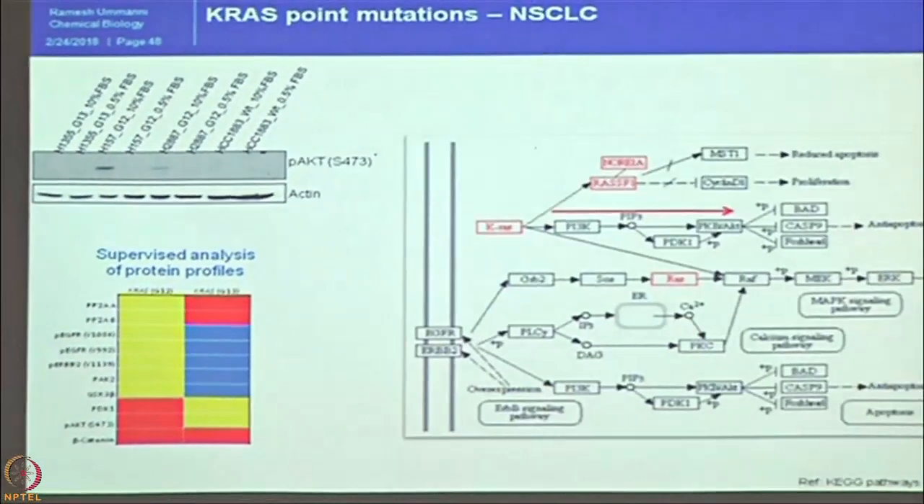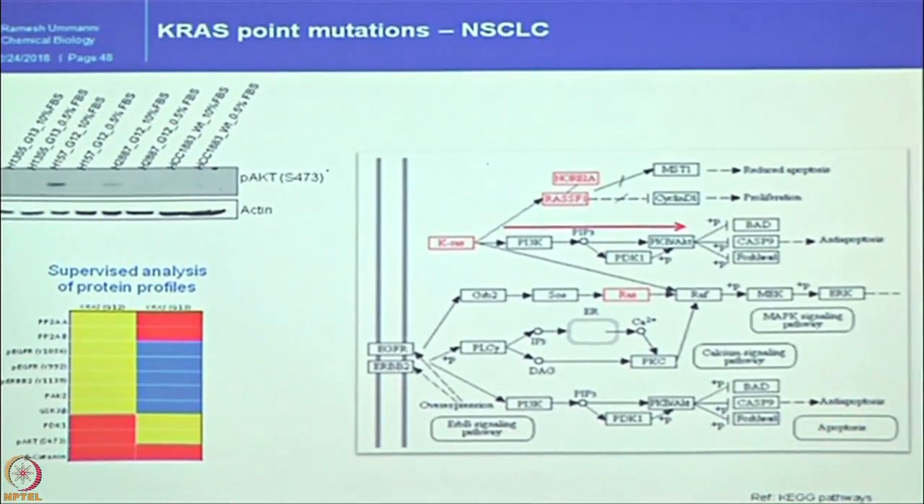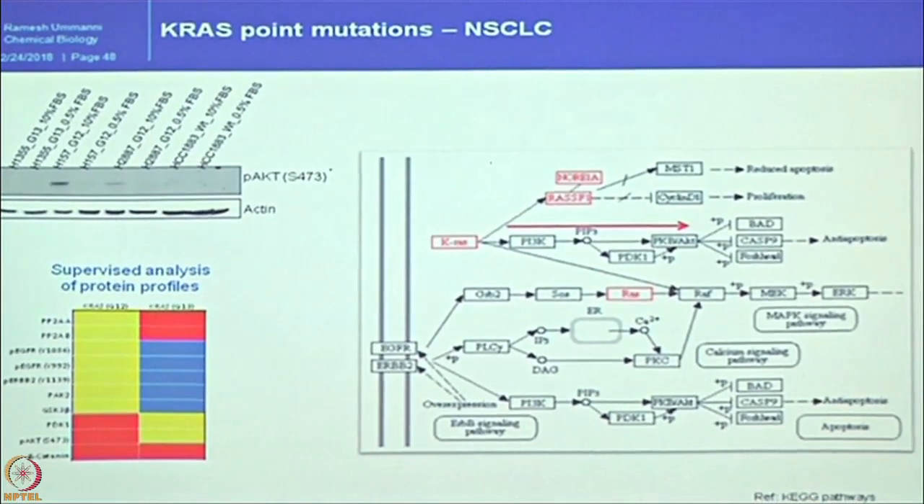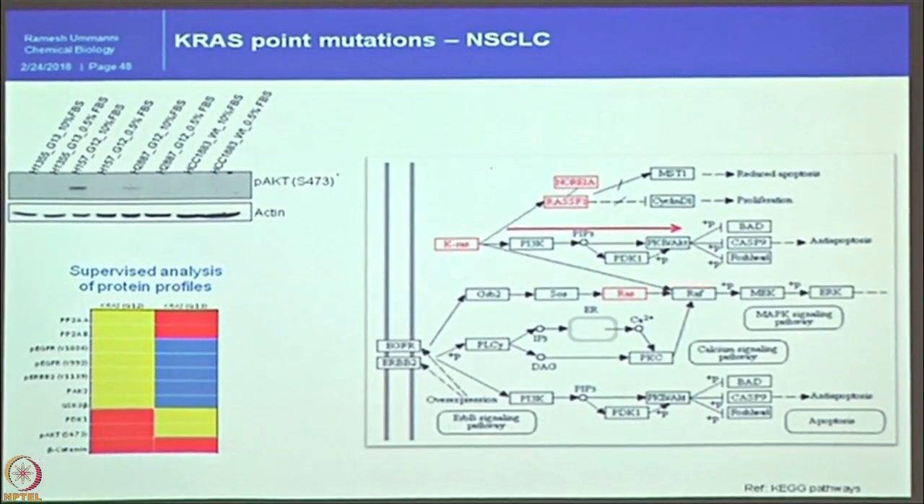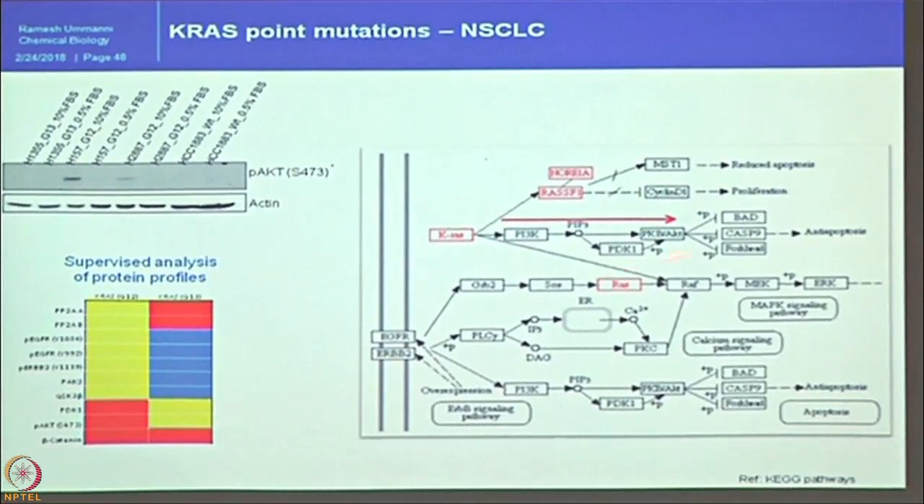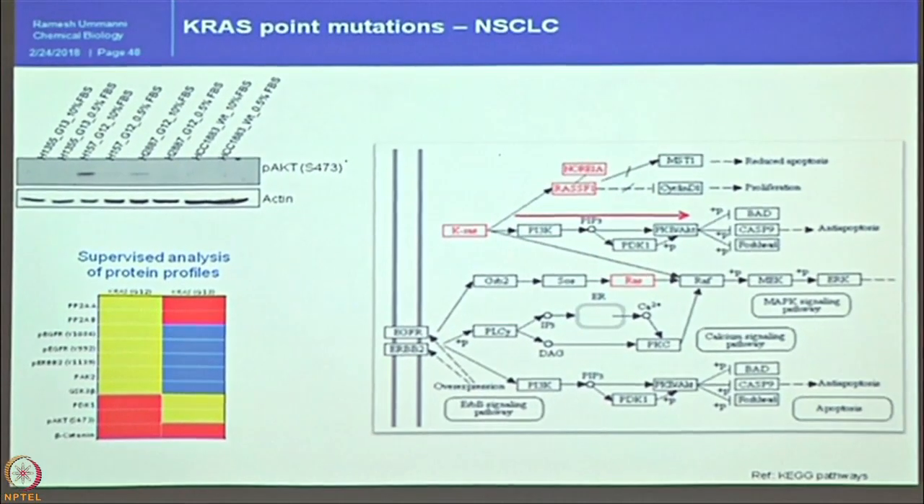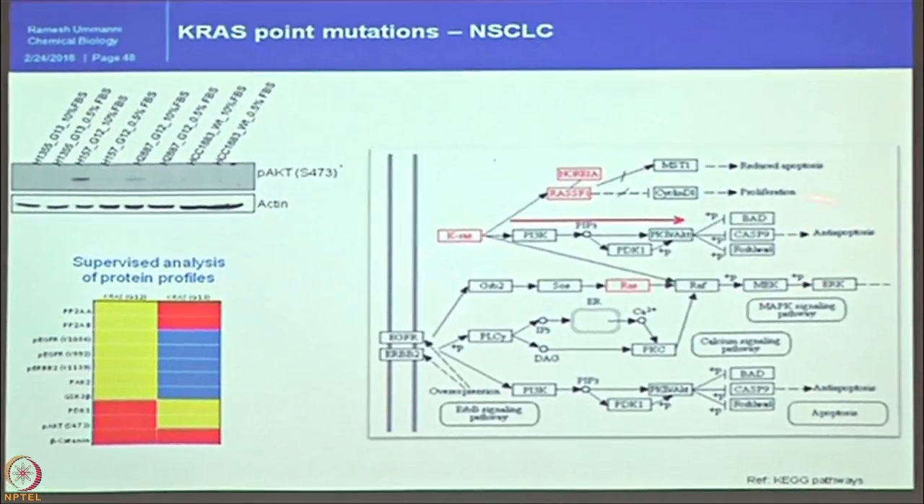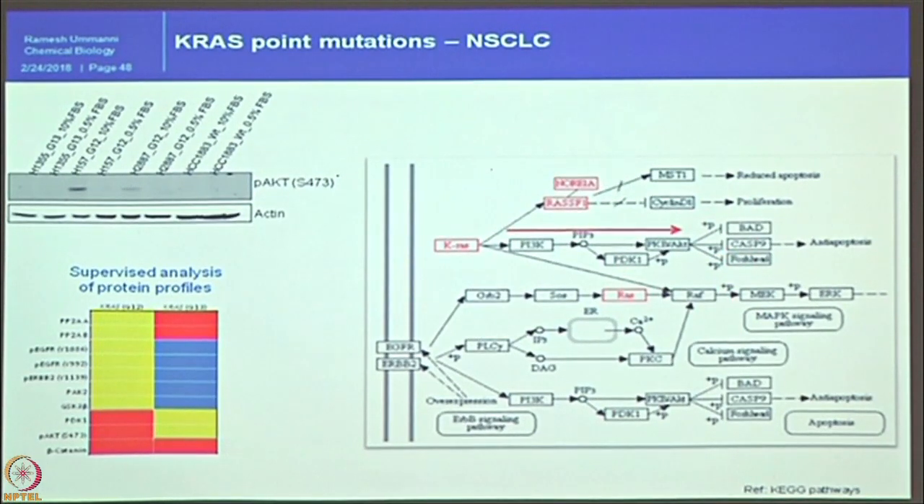With this we did some validation studies. KRAS mutation patients are usually treated with RAS-RAF inhibitors. Based on this expression pattern, we proposed that a set of patients with the G13 mutation should be treated with AKT inhibitors, not the RAS inhibitors.